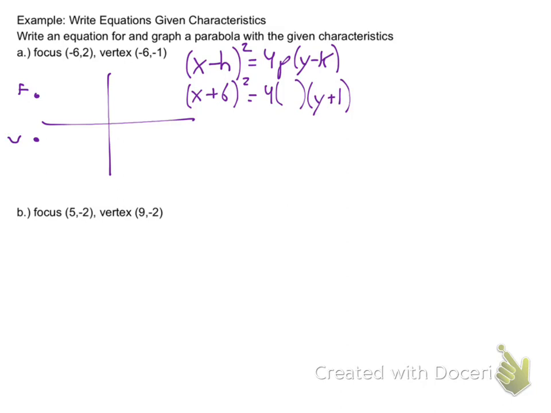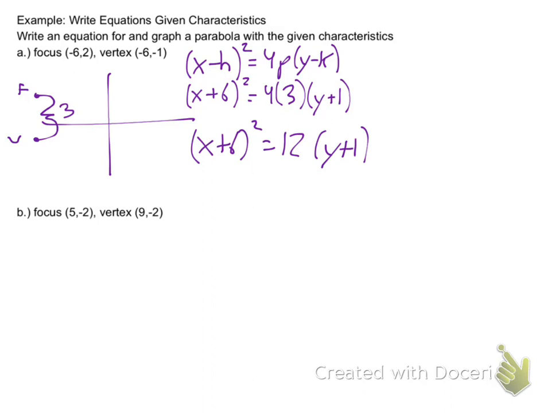Now, wait a minute. P is the distance between the vertex and the focus, or the vertex to the directrix. So now all you have to say is, what is that distance? How far up did I go? 3. So I plug 3 in here, and what's 4 times 3? 12. So it's not so bad, right? It'd be no different if I gave you the vertex and the directrix. Or if I gave you the focus and the directrix, you know your vertex is directly in the middle.